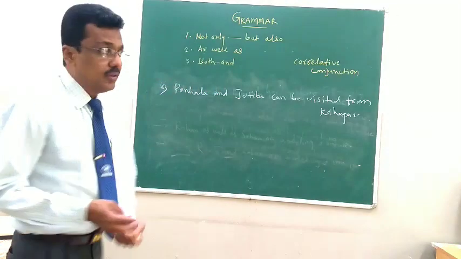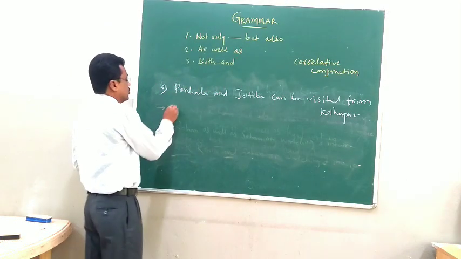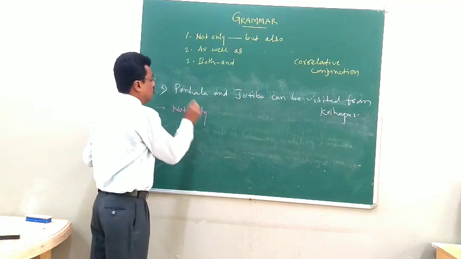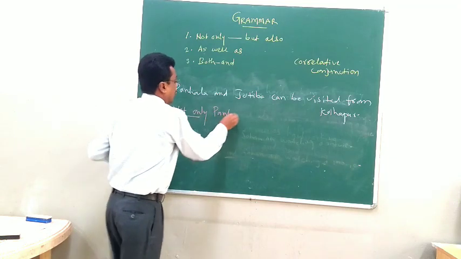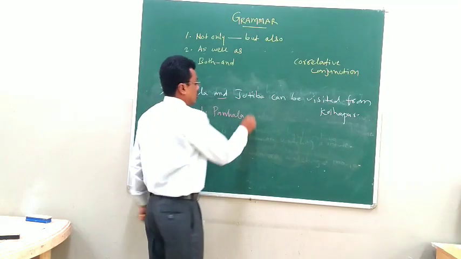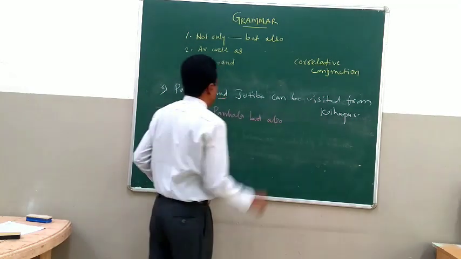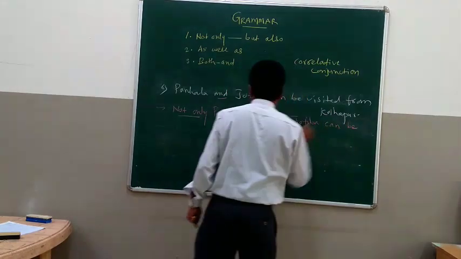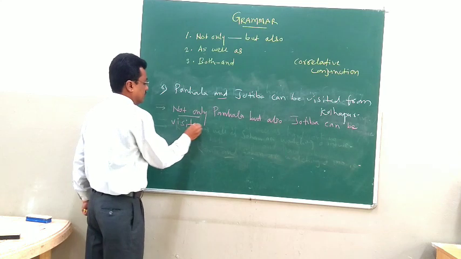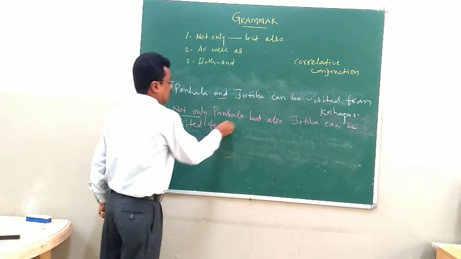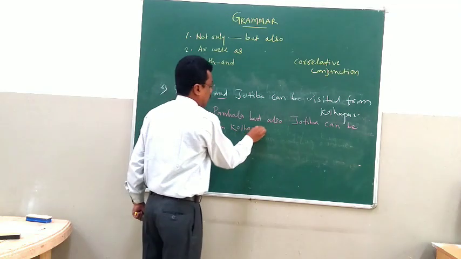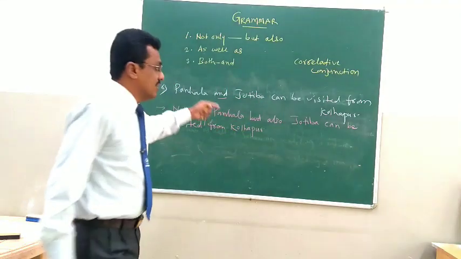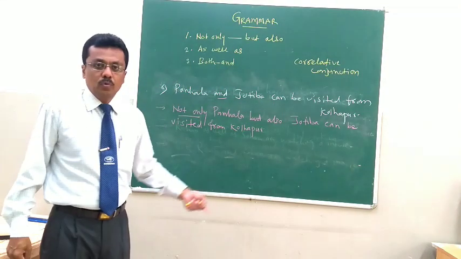Now, how to use here the particular thing not only but also? So at the beginning, in this case, you have to use "not only" Panhala, in place of "and", use "but also". Not only Panhala but also Jyotiba can be visited from Kolhapur. Not only Panhala but also Jyotiba can be visited from Kolhapur.